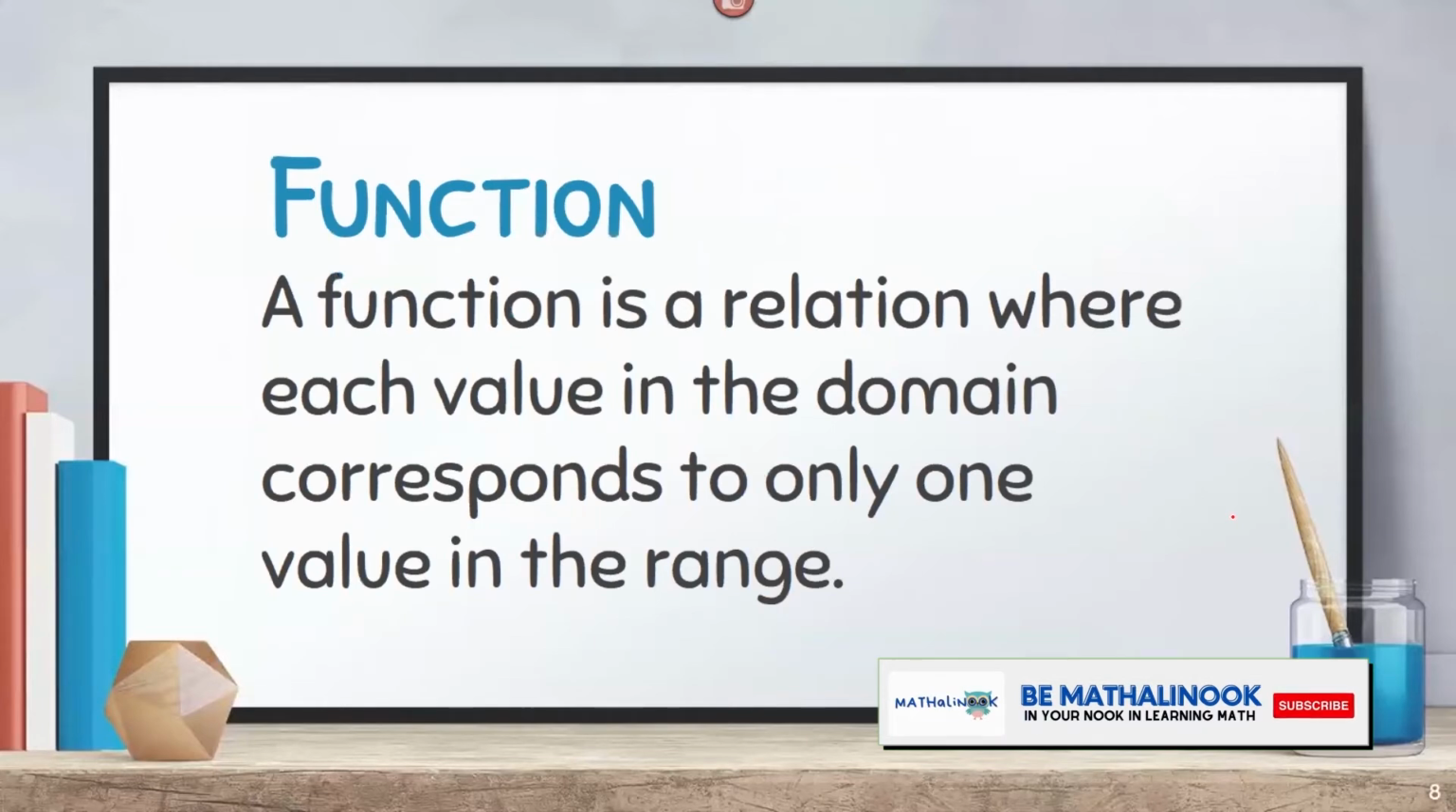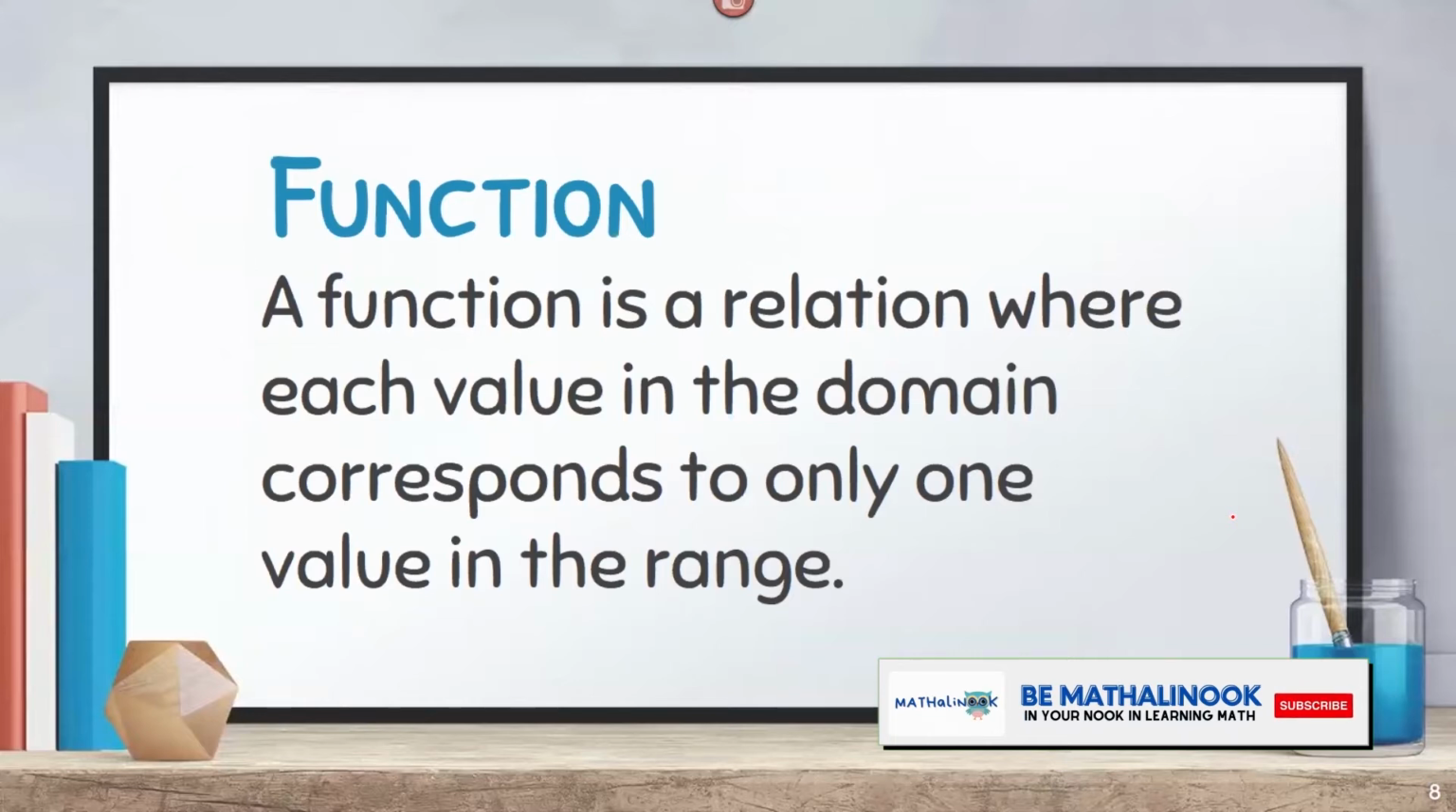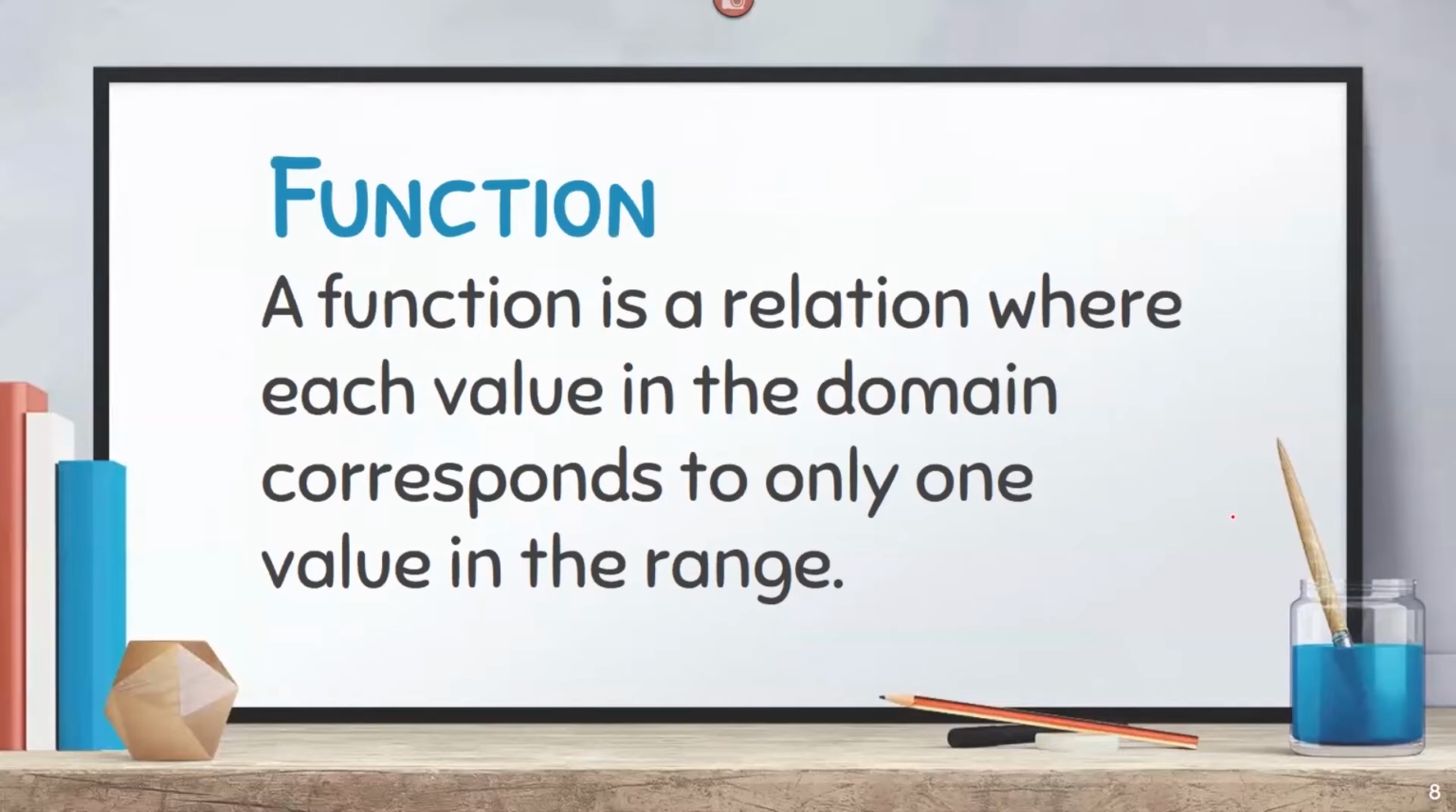This time, let us define a function. Function is a relation where each value in the domain corresponds to only one value in the range. From the definition, since function is a relation, we can say that function is also a set of ordered pairs. However, function is a special kind of relation in the sense that every value of x is paired to only one value of y. Therefore, not all relation can be a function.